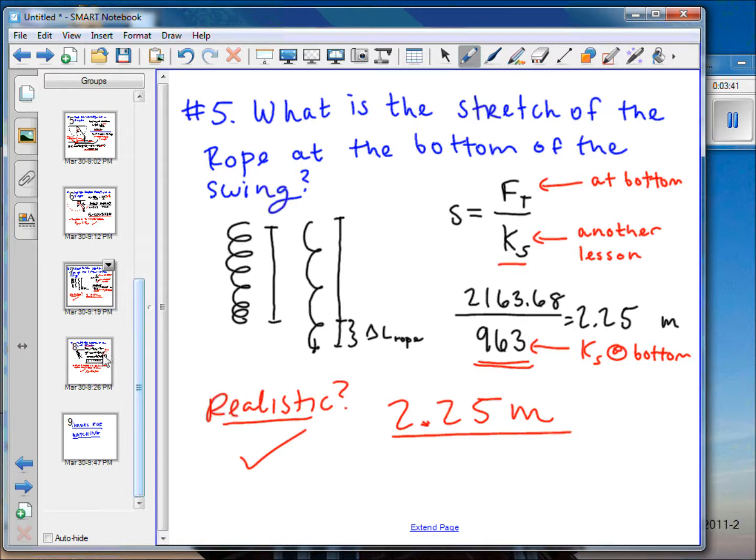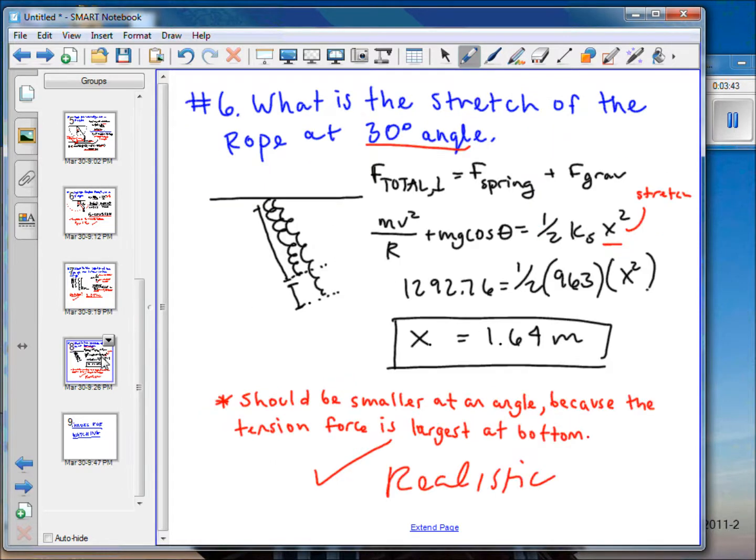So now we're going to find the stretch of the rope at a 30-degree angle. In this case, again, we're going to use this perpendicular force, and then the gravity in relation to that angle, and then this formula 1/2 kx squared. And then we solve for x, and we get 1.64 meters, which should be smaller at an angle because the tension force is the largest at the bottom. So yes, this is realistic.